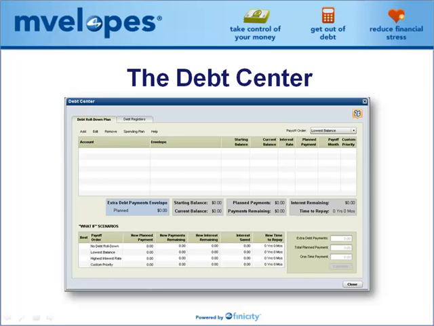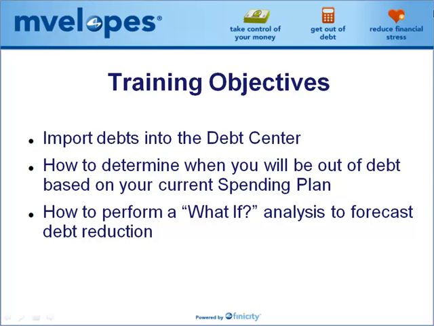In this video, we are going to talk about the Debt Center and how it can help you eliminate debt. The training objectives for this video are as follows. We are going to learn how to import debts into the Debt Center. We are then going to show you how to use the Debt Center to determine when you will be out of debt based on your current spending plan and compare it against what you can accomplish with the debt roll-down strategy. We will also show you how to perform a what-if analysis to forecast accelerated debt reduction if you're able to apply more cash towards your debt roll-down plan in the near future.